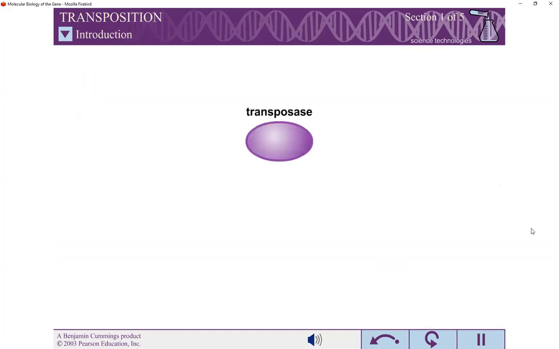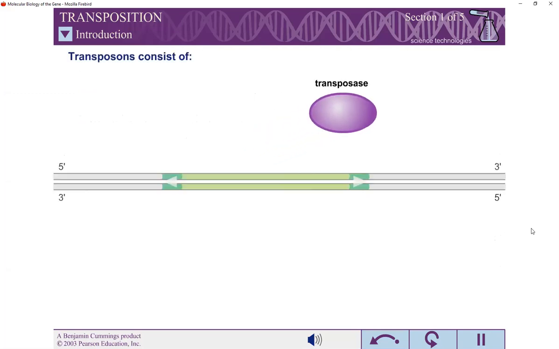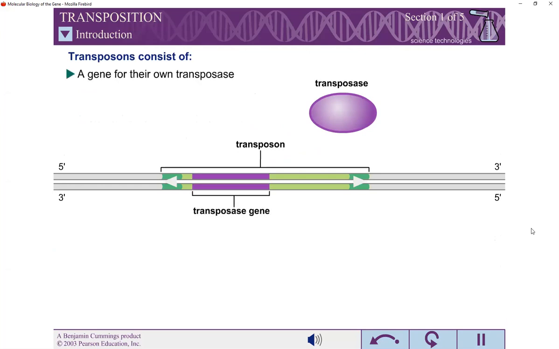The recombinases responsible for transposition are usually called transposases. Transposons carry a gene encoding their own transposase. Transposons may carry a few additional genes as well. For example, many bacterial transposons carry genes for antibiotic resistance.